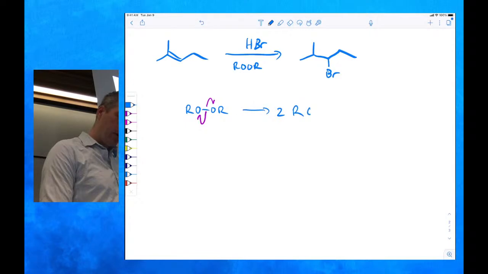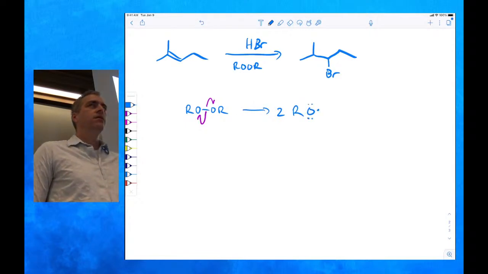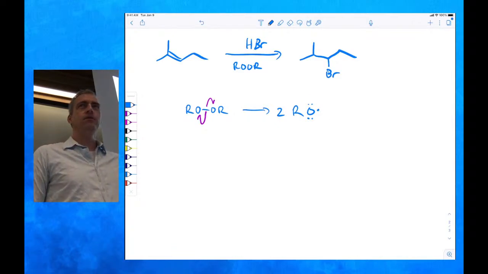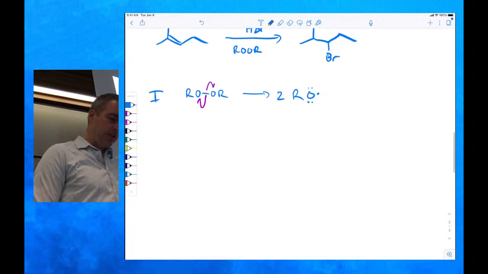And we get two molecules of RO dot. So this is initiation because you start with something that is closed shell, something that's not a radical, and you end up with radicals. So this would be called an example of an initiation step.